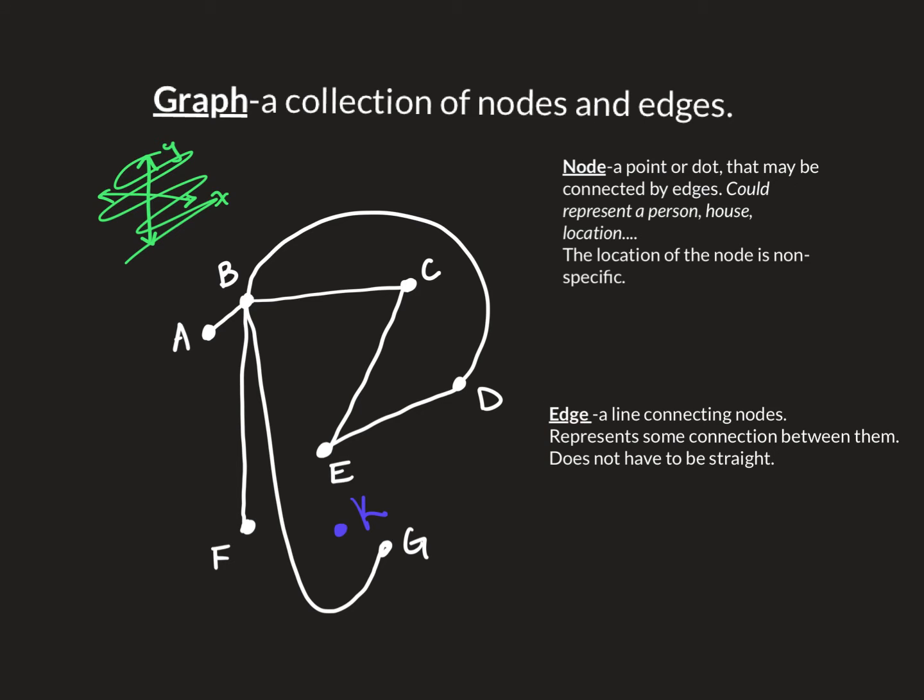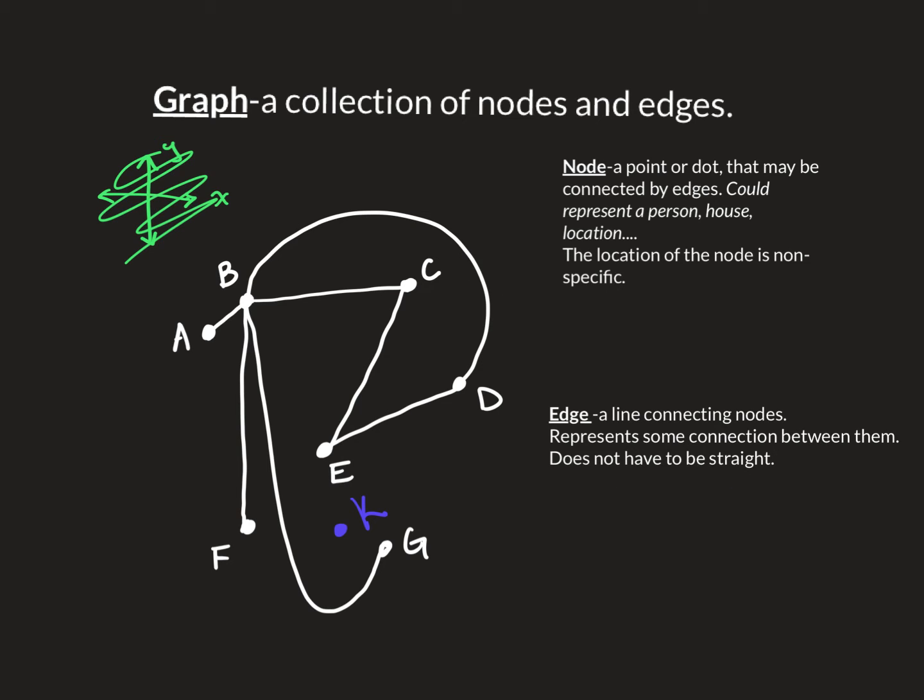And then edges are lines connecting nodes. They tend to represent some sort of connection. So maybe all of these nodes represent houses and these are roads in between those houses. Or maybe they're connections between people, right? Person C knows B and E directly, but does not know D, and nobody knows who person K is. Could be like that. Important that these do not have to be straight.